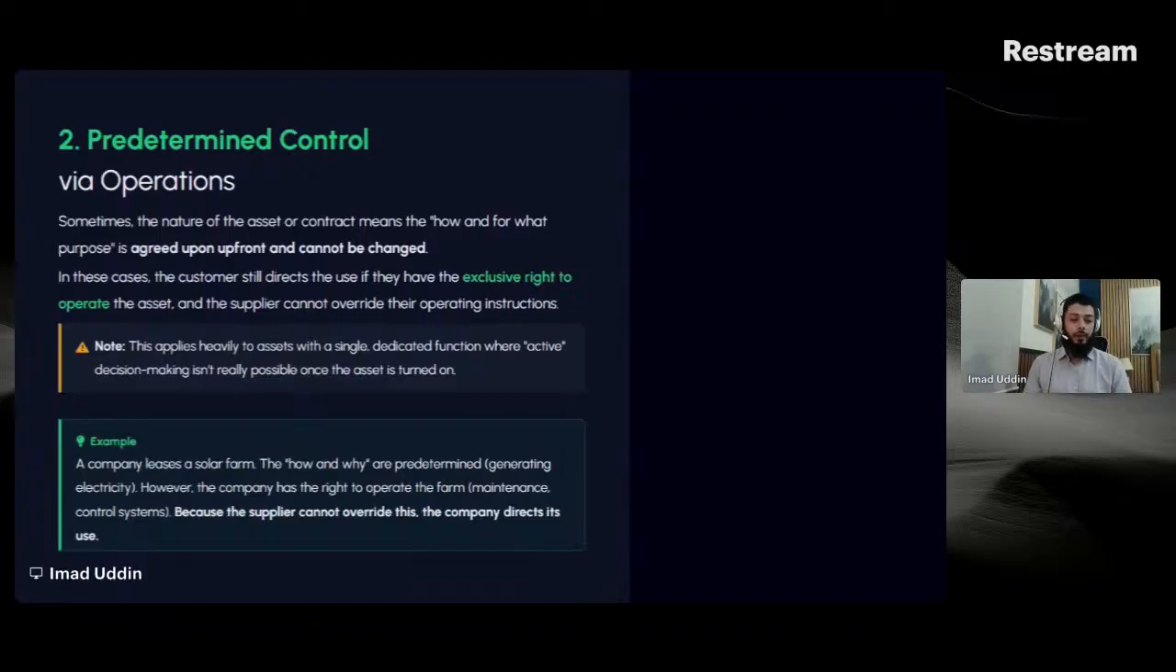How does it have the right to operate the farm? It can maintain the farm, it can control the systems, and the supplier cannot override this. The supplier cannot override how the lessee wants to place the farm, how the lessee wants to place the individual solar panels, how the lessee wants to design the entire solar structure, and how and when the lessee wants to produce it. All of these things can be determined by the lessee, and therefore the lessee has the control to use the asset, even though it's a predetermined control, because the solar panels are nevertheless being used to generate electricity.